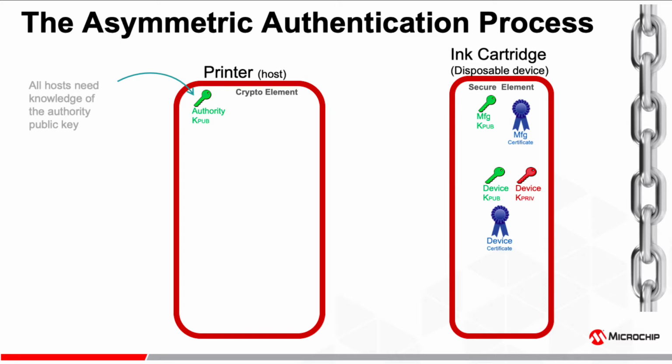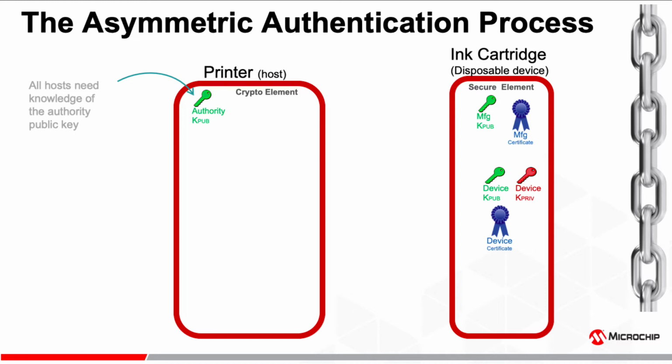Now let's imagine ourselves in someone's home. They have a printer. They went to the store and bought an ink cartridge and they put it into the printer. The first thing that we need to know is that the printer has the authority public key. Every printer that we make would have to be programmed with the authority public key. This public key resides inside of a crypto element.